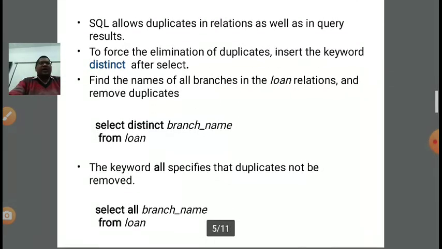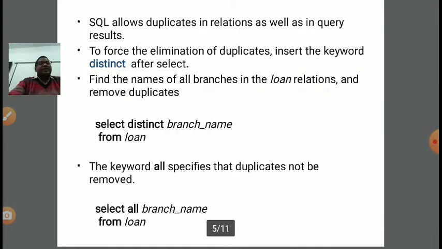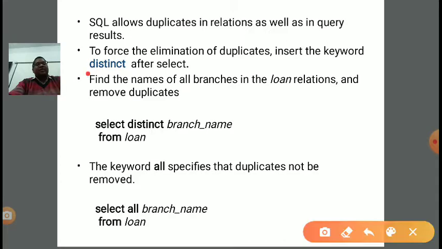Now SQL allows duplicates in relations as well as in query results. There may be duplicate tuples or duplicate values corresponding to two rows in the same attribute. To force the elimination of duplicates, insert the keyword distinct after select, right? So the distinct keyword is very important. If you put this, it will remove the duplicacy or redundancy automatically.